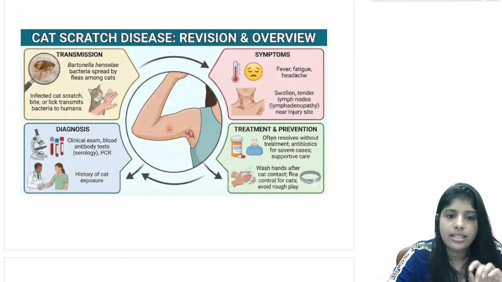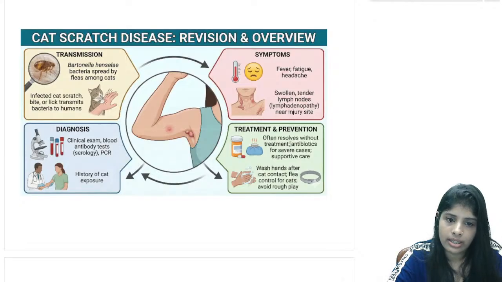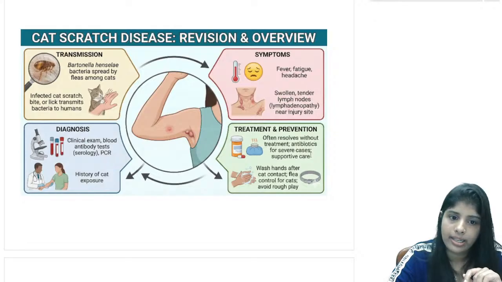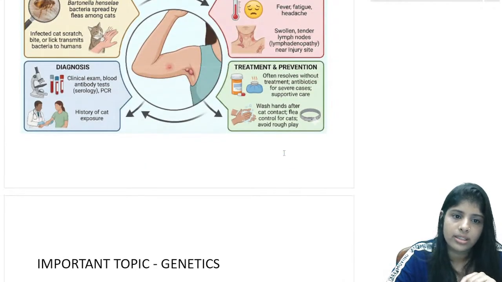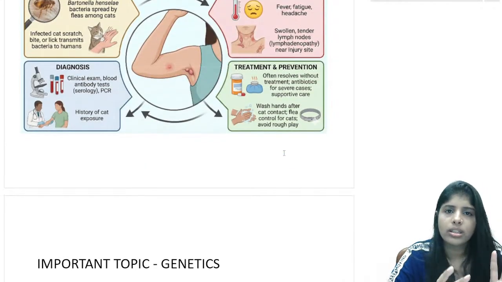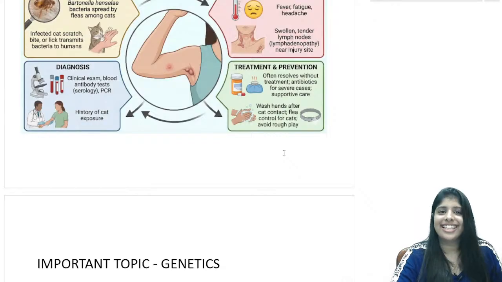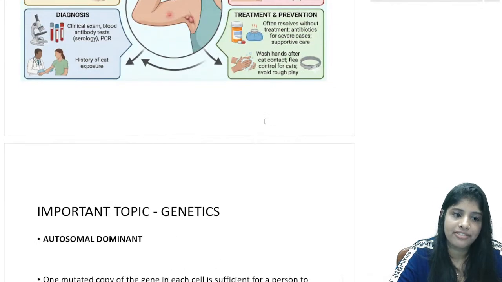So you have to ask about the exposure and check whether there are any marks like this. Normally it resolves without treatment, and sometimes in very severe cases we have to treat with antibiotics, and normally azithromycin is used. How to prevent? Wash hands when you have contact, and don't play roughly with cats. You know, cats are aggressive.